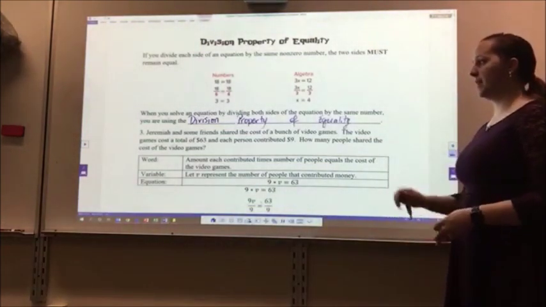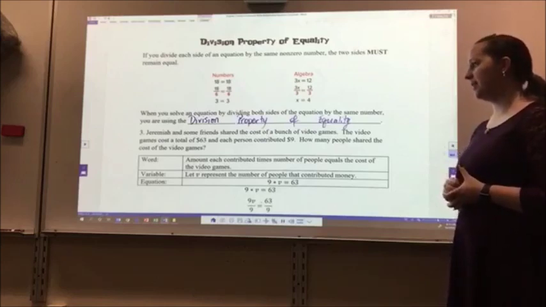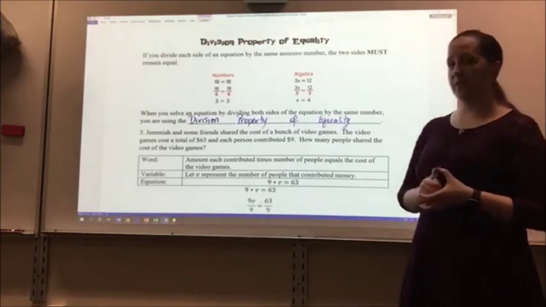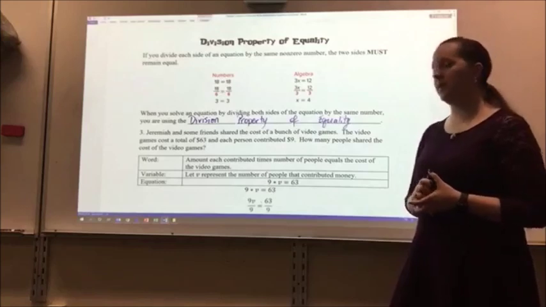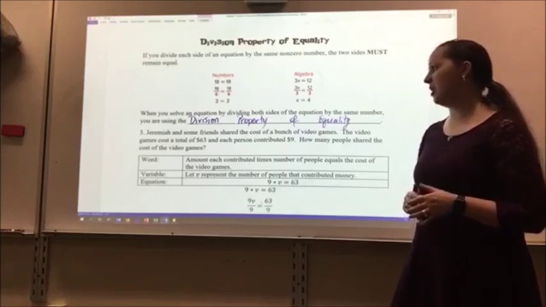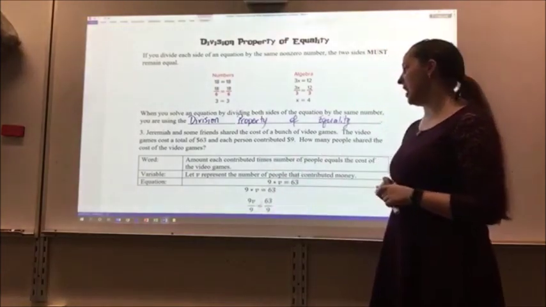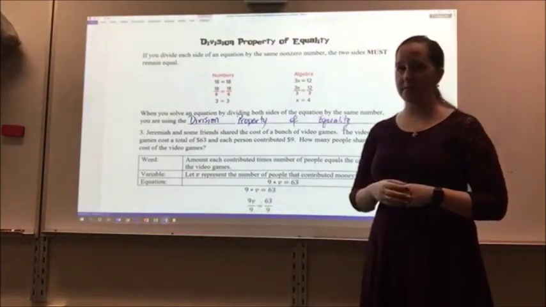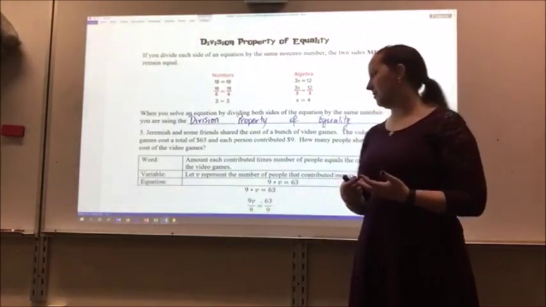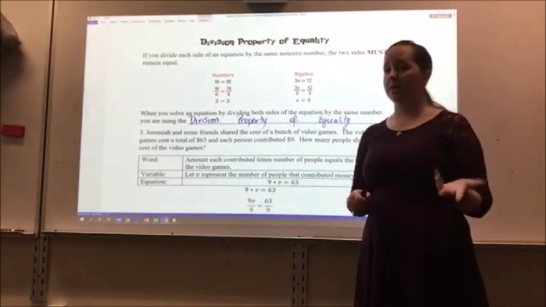So when you solve an equation by dividing both sides of the equation by the same number, you are using the division property of equality. Let's take a look at an example. Jeremiah and some friends shared the cost of a bunch of video games. The video games cost a total of $63 and each person contributed $9. How many people shared the cost of the video games? In words, amount each contributed times number of people equals the cost of the video games. I'm taking the amount each person contributed and multiplying it by the number of people, which equals the cost of my video games.